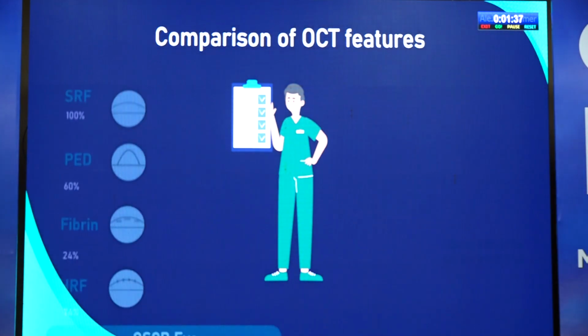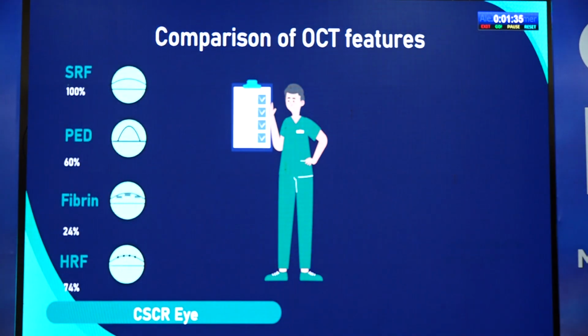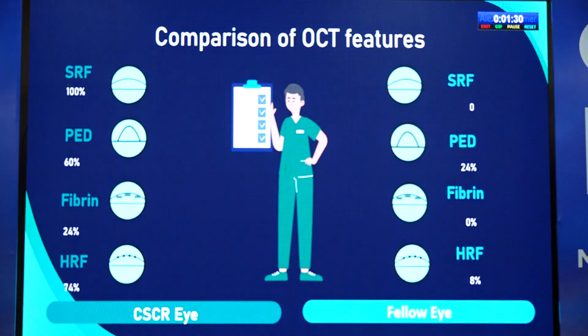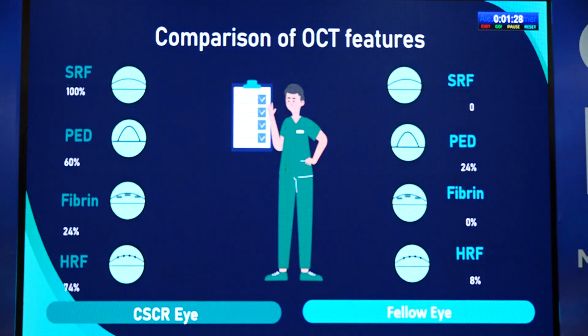We also compared other OCT features, SRF, PED, fibrin, HRF, which were significant in CSR eyes, whereas in fellow eyes, only PED and HRF were found.